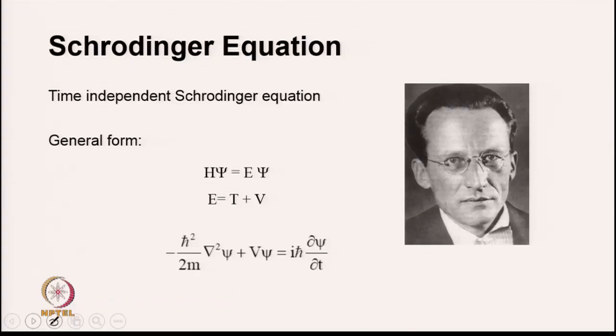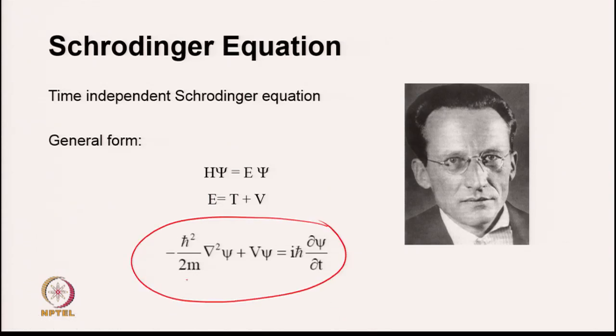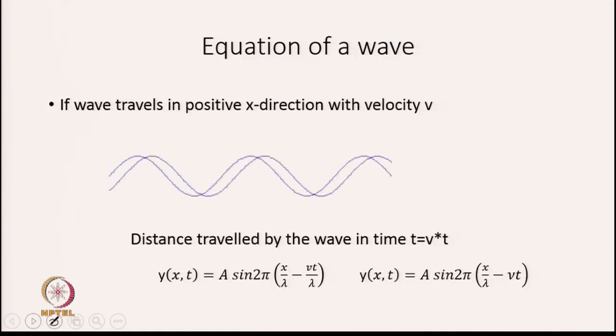So, the time dependent Schrodinger equation is given by this equation. This is your kinetic energy operator on psi, plus the potential energy operator applied on psi, should be equal to i h bar d psi by dt, and we know that H psi is equal to E psi. So, we can simply write this is also equal to E psi. Now, we will show you how to derive this equation using the wave equation.